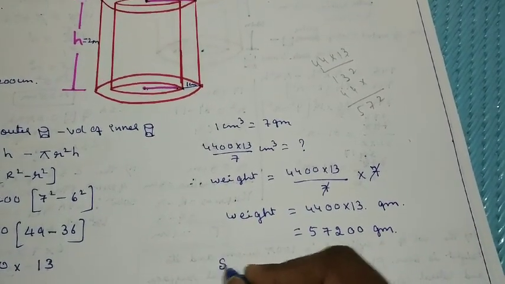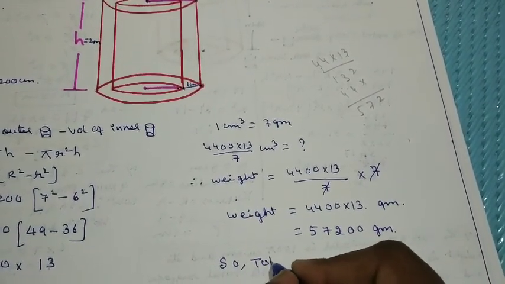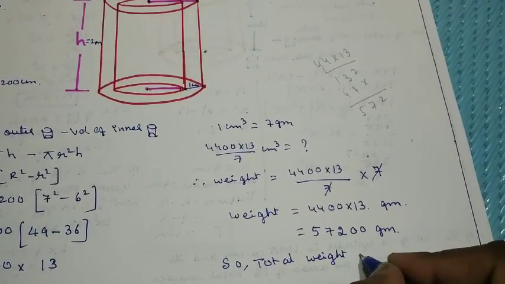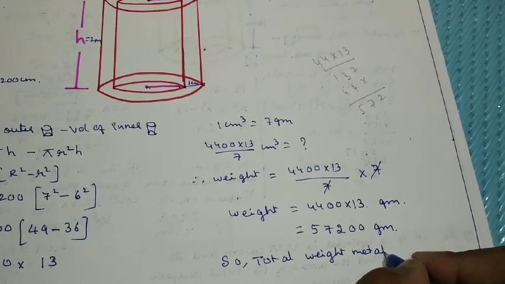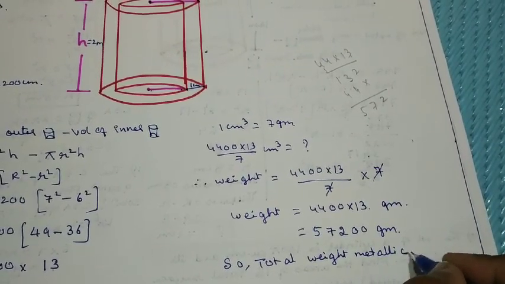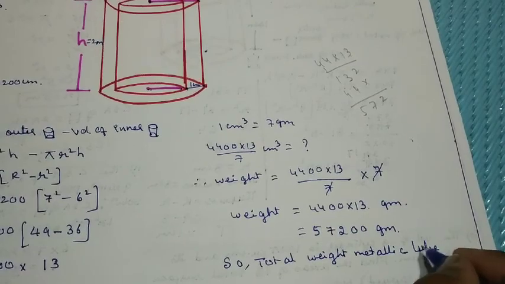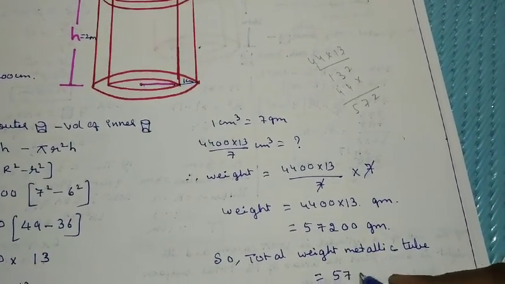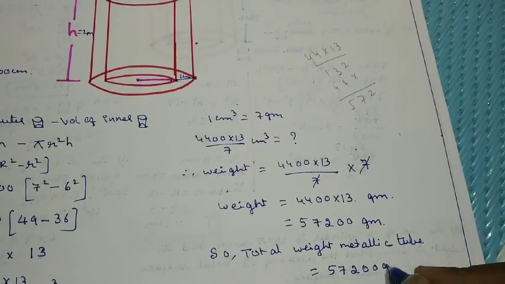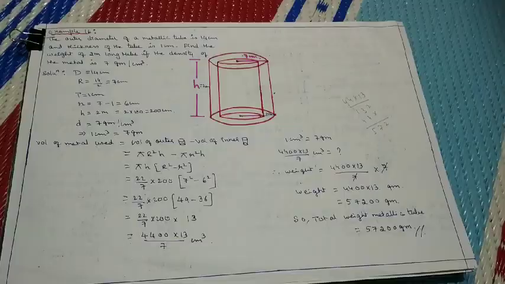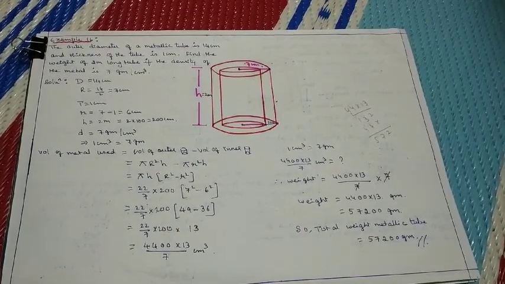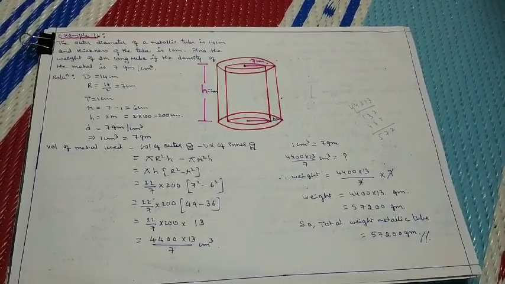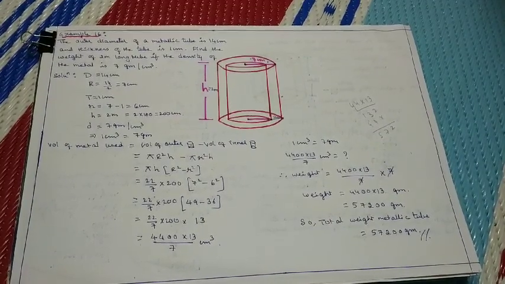So the total weight of the metallic tube, that is the cylindrical tube, is 57,200 grams. This is also another most important question, children. So practice well. So that completes the class.